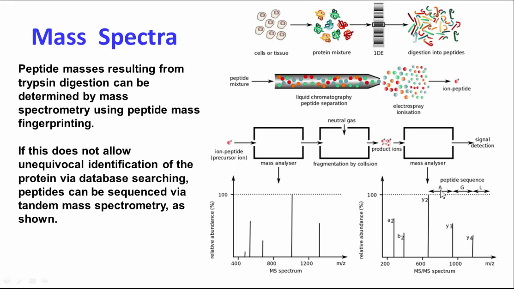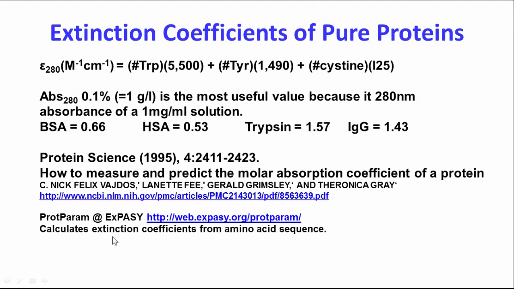So the sequence happens to be alanine, glycine, leucine in this peptide. So it's just an example. Now, extinction coefficients of pure proteins. To measure accurately the concentration of pure protein, we'd like to know the extinction coefficient.